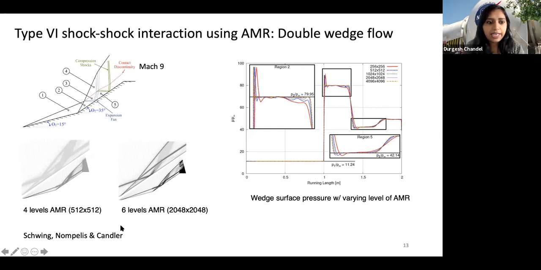So this was again a paper written by my colleague, and it was to show the capability of AMR to simulate these flows in a numerically stable manner.